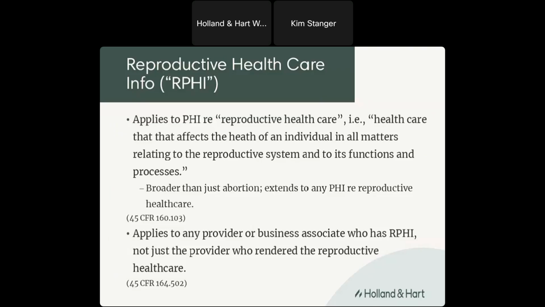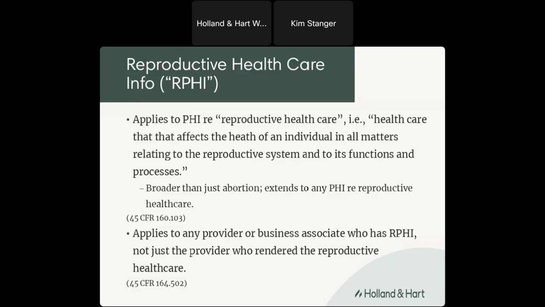So in order to address that situation, the Biden administration came up with the reproductive health information rule. It applies to reproductive health care information, or what I refer to as RPHI. It applies to information concerning reproductive health care, which is any health care that affects the health of an individual in all matters relating to the reproductive system and to its functions and processes. It's not just about abortions. It's anything dealing with the reproductive system, whether it's male or female.